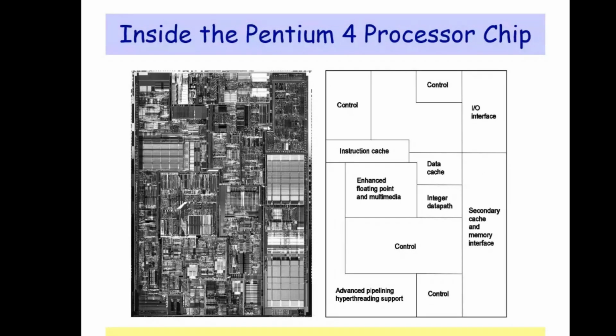So here, as I said, this is your physical implementation of your chip, and this is your digital block diagram of that. This is your control unit, one more control unit of a different kind, controlling something else. This is your instruction cache, and this is your enhanced floating point and multimedia module, data cache, integer data path. Again, another control unit, advanced pipelining and hyper-threading support, one more control unit, secondary cache and memory interface. So this is a Pentium 4 processor chip.